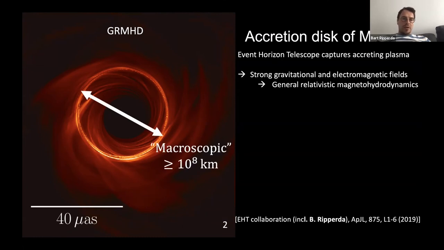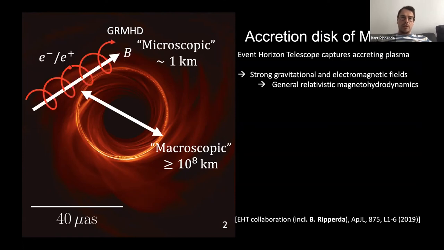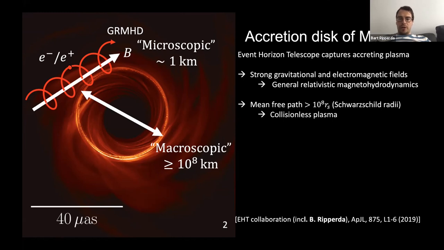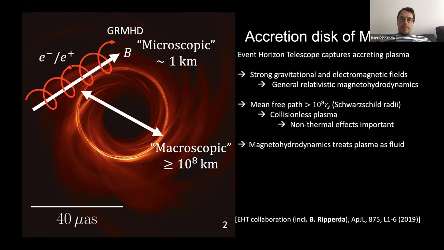However, the macroscopic size of this system is about 10^8 kilometers, and the microscopic size of the electron gyration is about a kilometer. Additionally, the mean free path of an electron is much larger than the system size, like 10^8 Schwarzschild radii. This makes the plasma collisionless, or nearly collisionless at least, and it means that non-thermal effects are important. MHD treats the plasma as a fluid, which is by definition not collisionless.